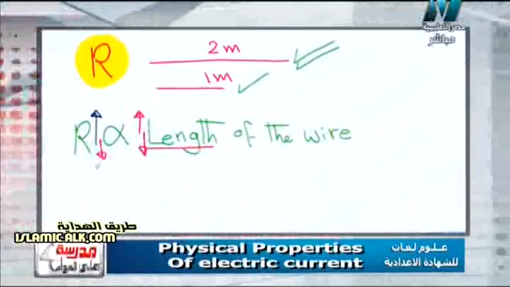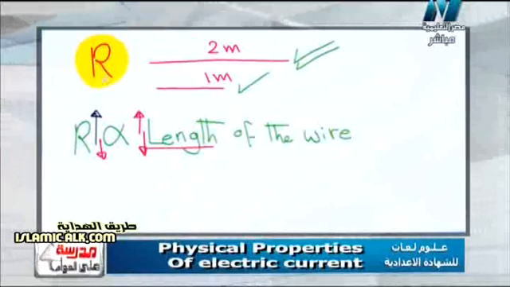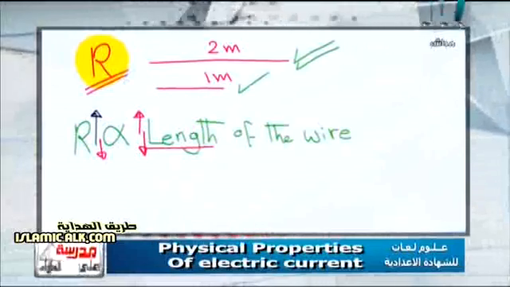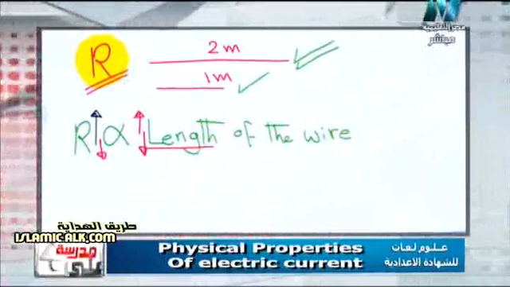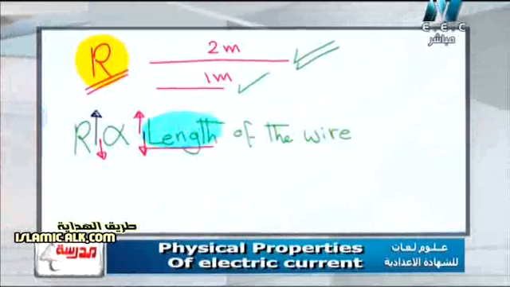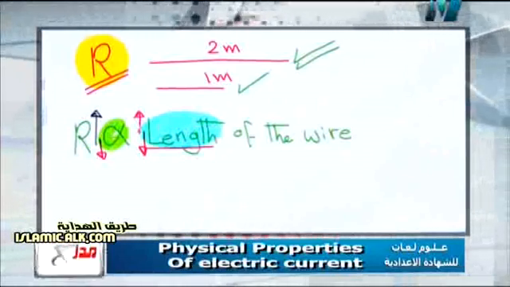So we talk about the first factor affecting the electric resistance. Number one is the length of the wire, and the length of the wire is directly proportional with the electric resistance. Okay.